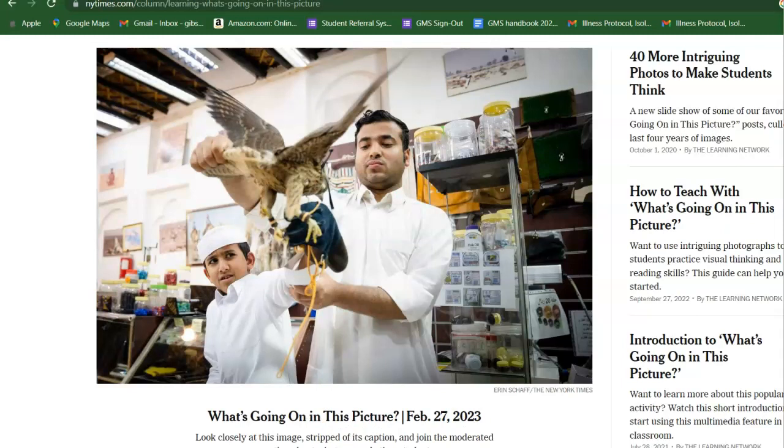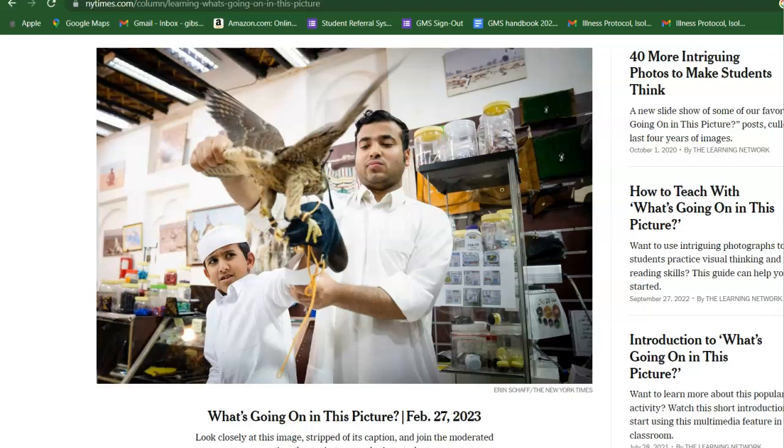So this is one of the pictures, and I usually go to the New York Times. They have a page dedicated to visual thinking strategies, and it's called the Learning Network, What's Going On in This Picture. They have a huge, enormous trove of these images. And the best part is they have them for just about every discipline. So you can use them for history, social studies, language arts, science. You could use them for phys ed if you were doing visual thinking strategies and aesthetic learning as well.